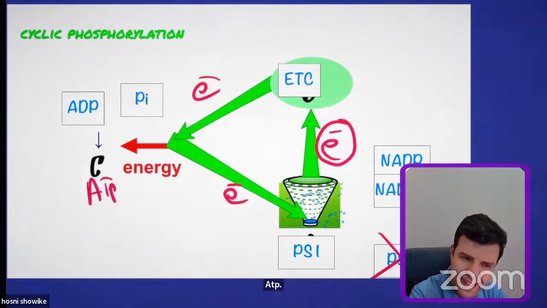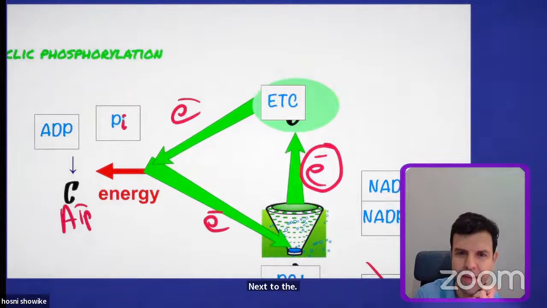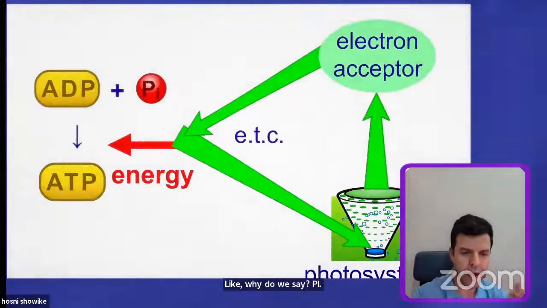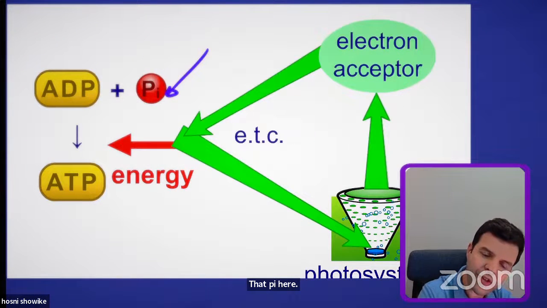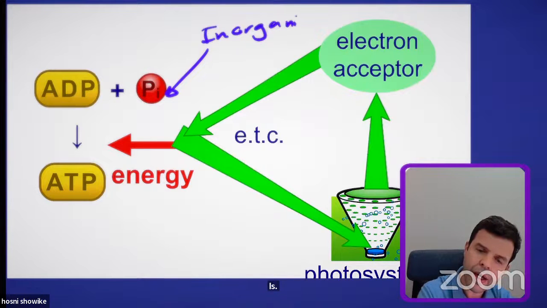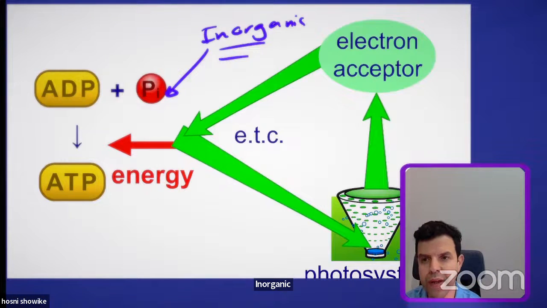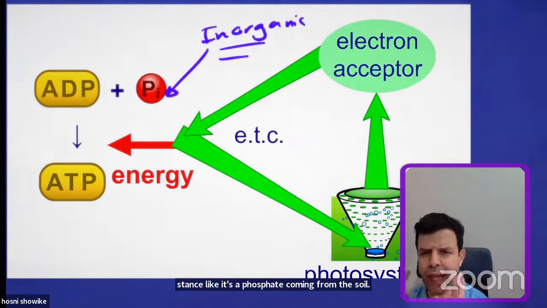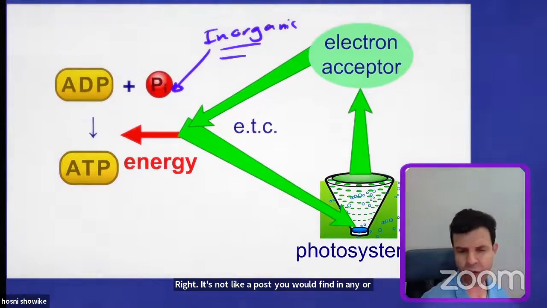Do you guys see that little i here next to the P? What does that stand for? Like this one here. Why do we say Pi? Why do we just say P? That Pi here, it's just to tell you that this phosphate is inorganic. Inorganic stands like it's a phosphate coming from the soil, right? It's not like a phosphate you would find in any molecule in the living thing. It's just like a formality.